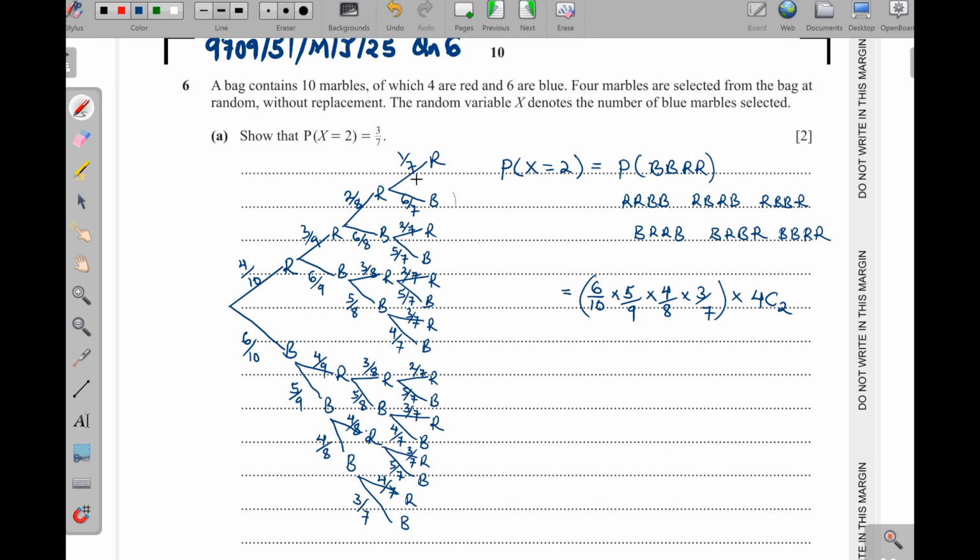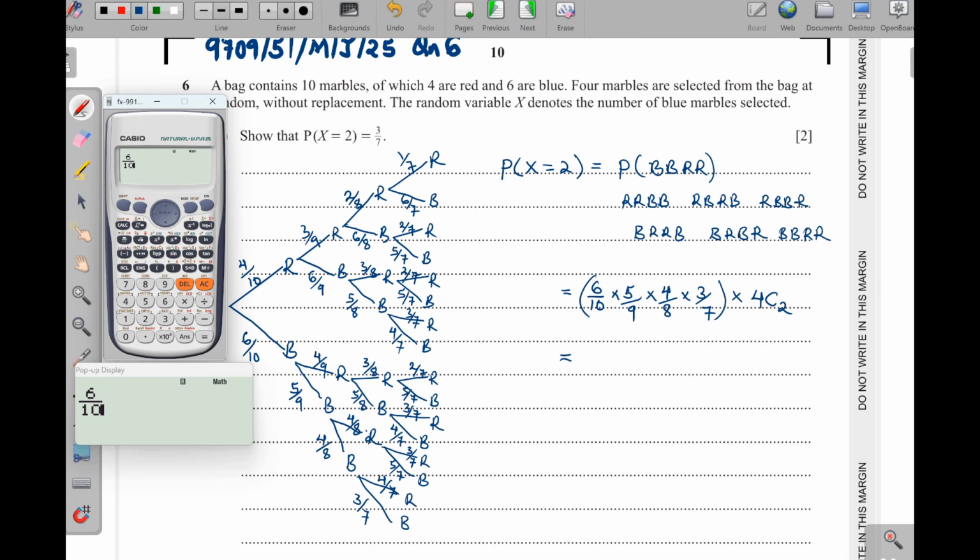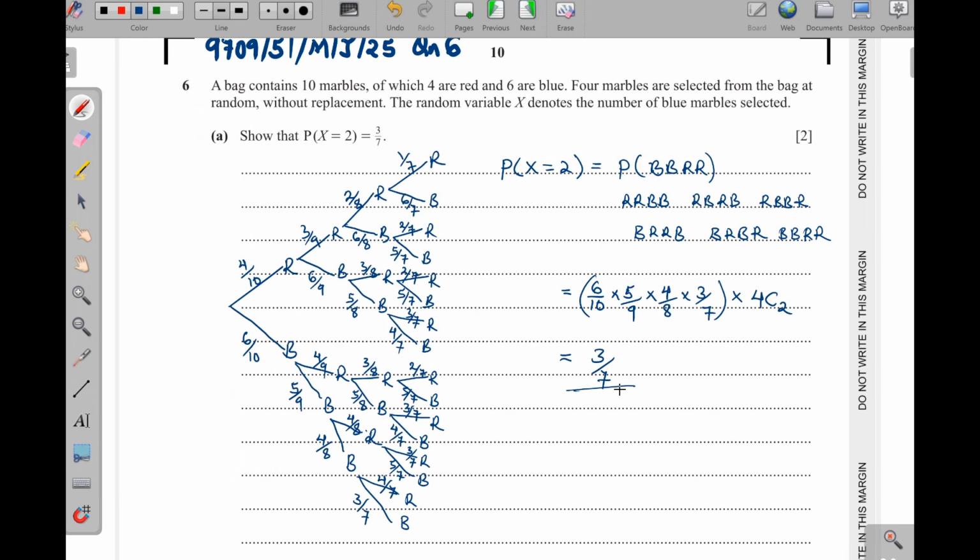Out of the 4 pickings, you are getting 2 blues. You get that? So let's put this in the calculator and we see what we get. 6 out of 10 times 5 out of 9 times 4 over 8 times 3 out of 7 times 4 combination 2. That's exactly what we are having here. Alternatively, and this one is the easiest, that is even what I'm going to use for part B.